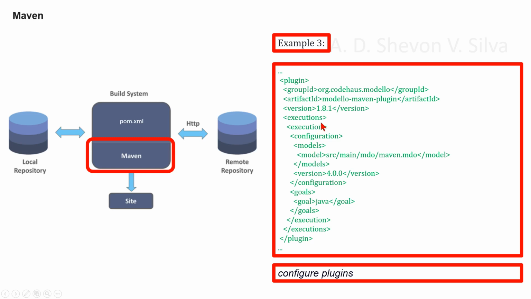When multiple executions are given that match a particular phase, they are executed in the order specified in the POM, with inherited executions running first.